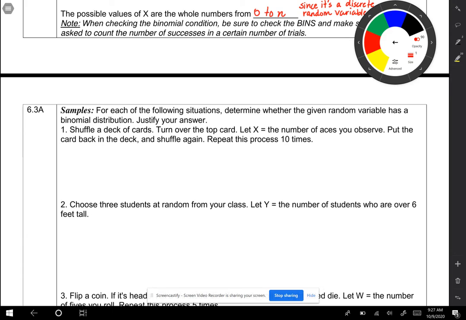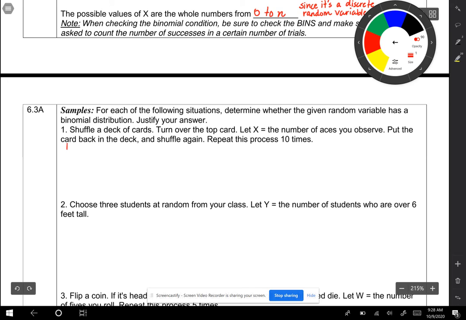Here's the examples. Example 1. Shuffle a deck of cards. Turn over the top card. Let X equal the number of aces you observe. Put the card back in the deck and shuffle again. Repeat this process 10 times.